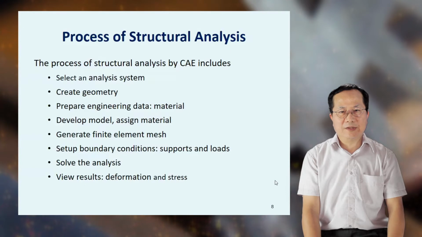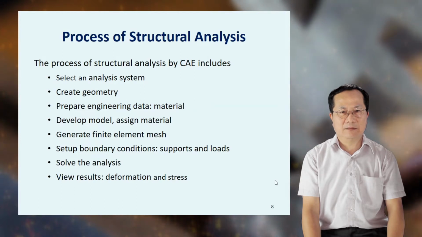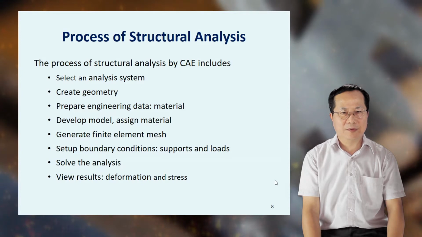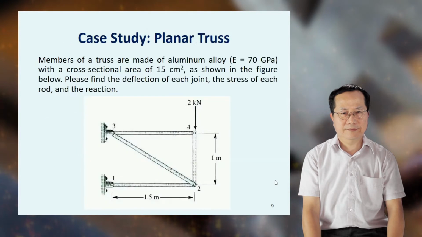The procedure of structural analysis in CAE includes: select an analysis system, create geometry, prepare engineering data, material, develop a model, assign material, generate finite element mesh, set up boundary conditions for support and load, solve for the analysis, and finally view the results, including deformation and stress.